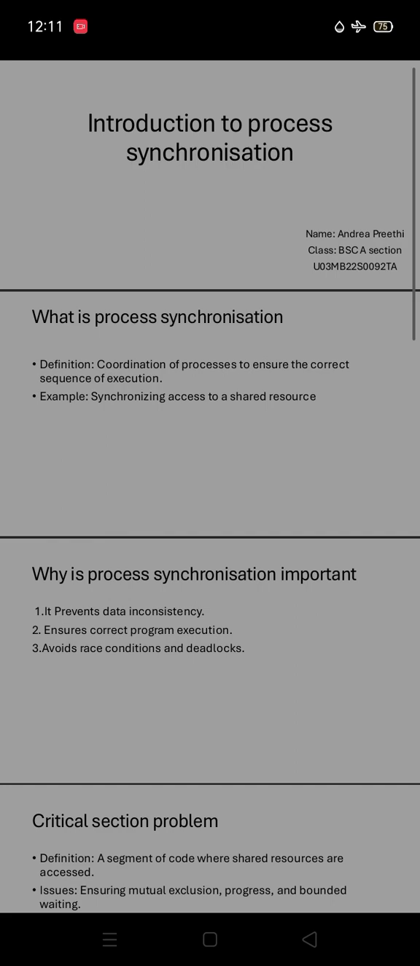Today my seminar topic is Introduction to Process Synchronization. What is process synchronization? The definition of process synchronization is coordination of processes to ensure the correct sequence of execution. When the sequence of execution is about to process, the coordination between them is known as process synchronization. An example for this is synchronizing access to a shared resource.